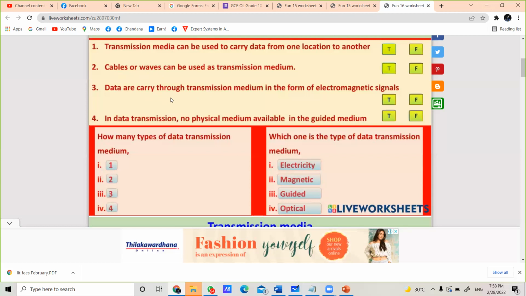Data are carried through transmission medium in the form of electromagnetic signals. Yes. In the transmission medium, you can carry the data in the form of signals. Therefore, the statement is true. In data transmission, no physical medium is available in the guided medium. Right. Guided means a physical medium is there.